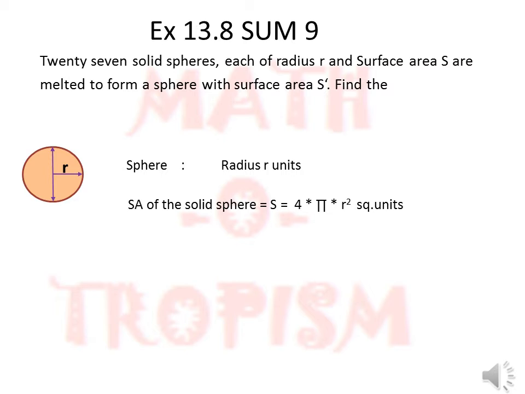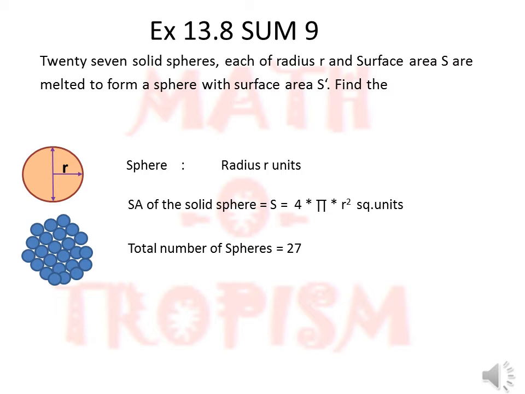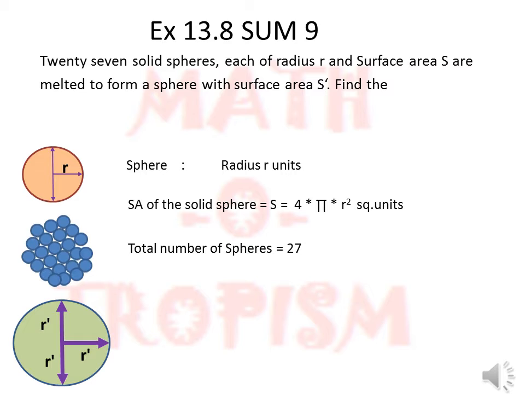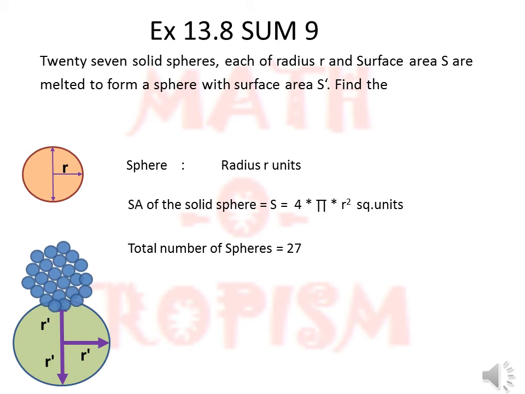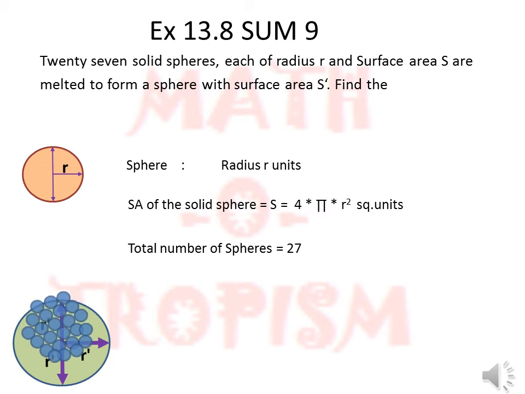Next, what they are saying is they are melted to form a sphere with surface area s dash. So we just took a small sphere, like that we have 27 spheres now. All these spheres are going to be melted and they are going to form a big sphere which has a surface area of s dash. So before going to the surface area, we need to know the radius of that. So here what is happening?